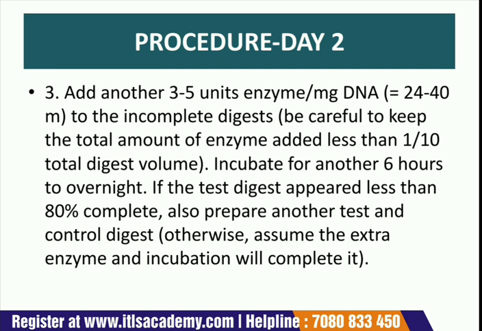Add another 3 to 5 units of enzyme per milligram of DNA, that is 24 to 40 units, to the incomplete digest. Be careful to keep the total amount of enzyme added less than 1/10 of the total digest volume. Incubate for another 6 hours to overnight. If the test digest appeared less than 80% complete, also prepare another test and control digest. Otherwise, assume the extra enzyme and incubation will complete it.